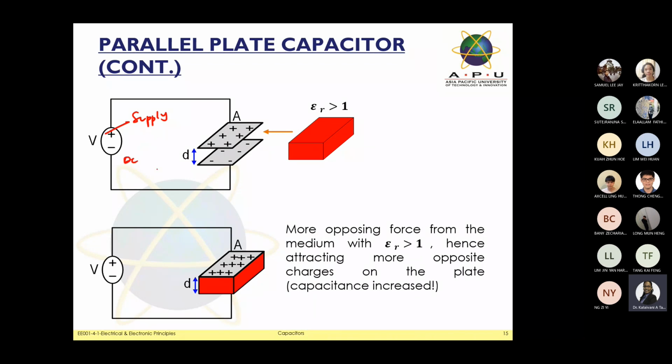But in the supply, we have a DC. At the same time, we have an AC. DC means direct current. AC means alternating current. But when it comes to capacitors, we always assume it's a direct current. Okay, supply, battery. At this point, they show you the first plate and the second plate. At the side here, just have a look.